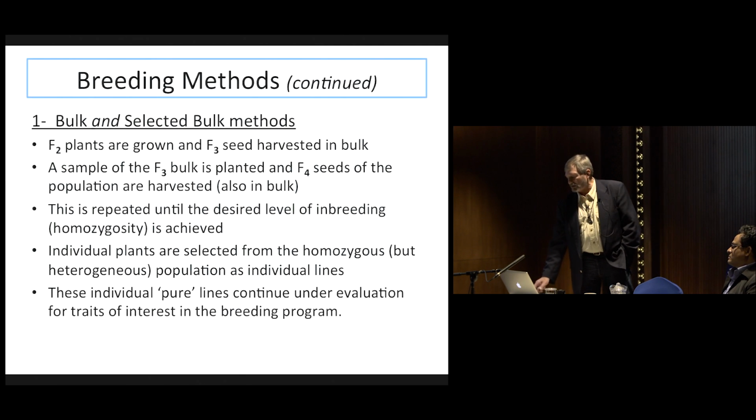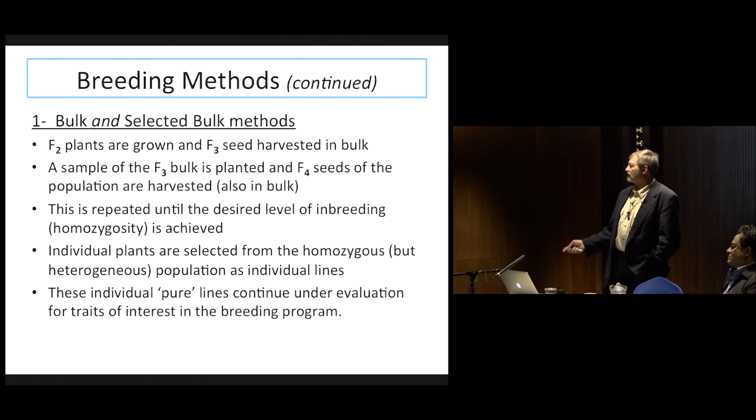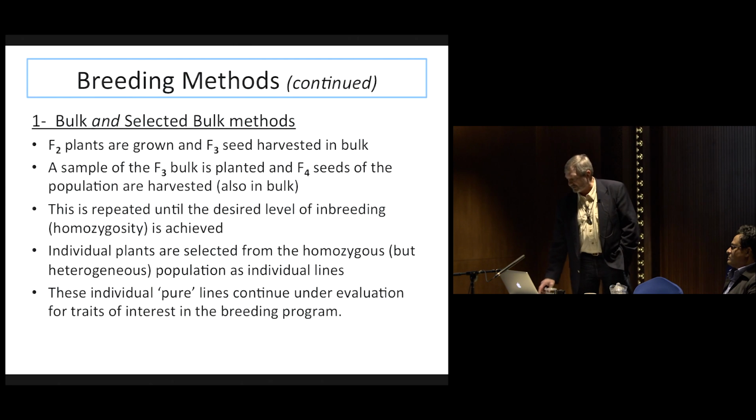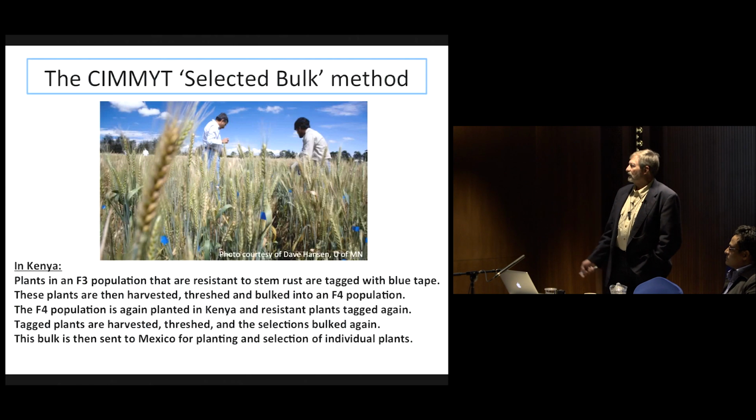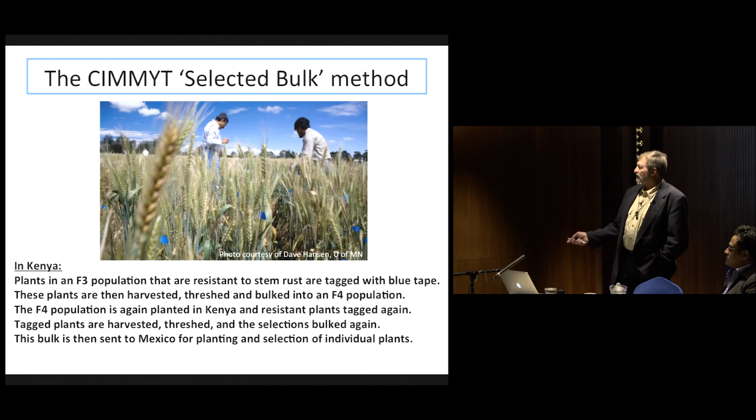And then these pure lines typically go to an observation nursery or some other such nursery where they're continued under evaluation for whatever the traits are that you've defined in the program. So this is the CIMMYT selected bulk method. And in this case, these plants have all been tagged in a segregating population. Those plants are in an F3 population where the tagged plants are resistant to stem rust.